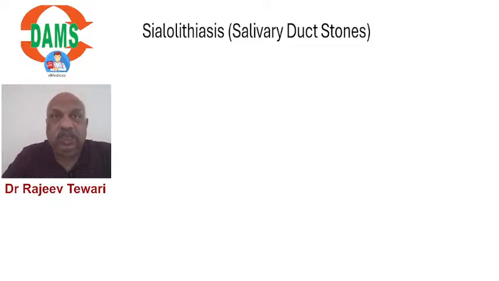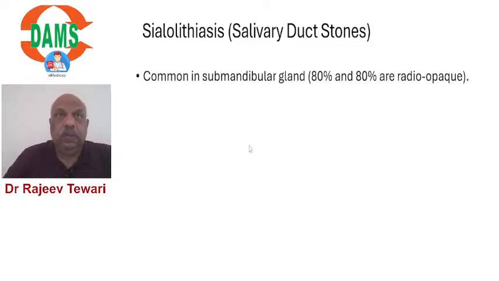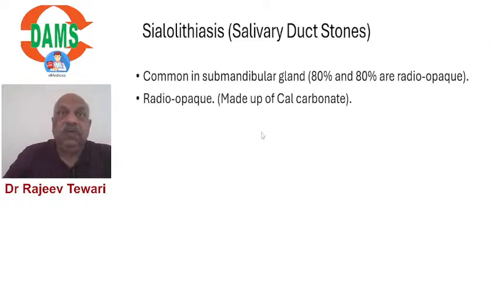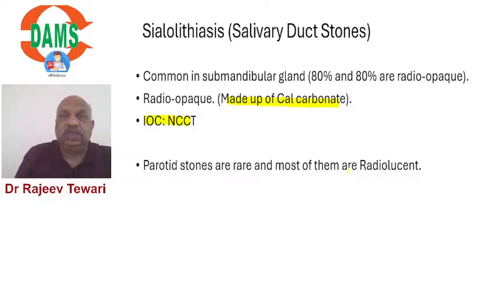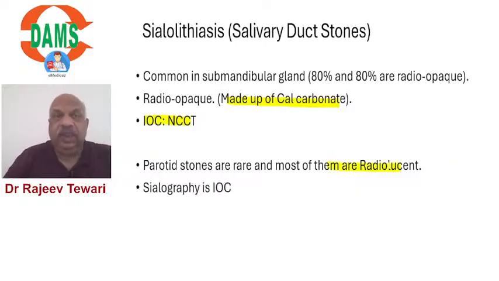About sialolithiasis, duct stone. Submandibular stones are most common and they are radio-opaque, which is why they can be seen on X-ray and CT. For a submandibular stone made up of calcium carbonate, which is an MCQ, NCCT is the investigation of choice. And for parotid stones, which are radiolucent, sialography is the investigation of choice. But parotid stones are much rarer as compared to submandibular. Submandibular is the most common gland having stone.